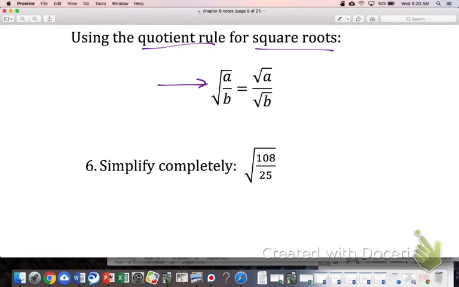Sometimes we'll do a preliminary step or two, but you can break it down into the square root of a over the square root of b. So square root of the top, square root of the bottom. In a lot of cases, this will make it pretty simplistic.